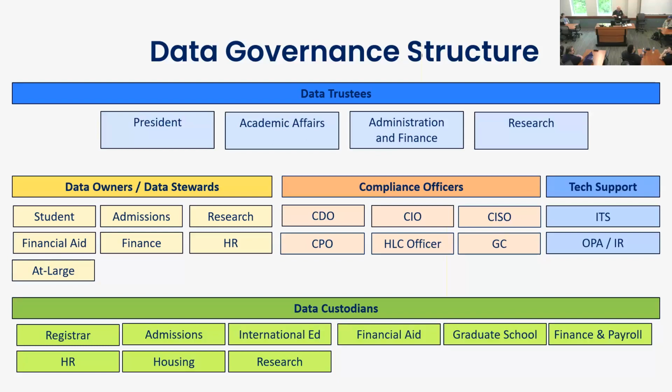You have compliance officers. Gina spoke on that a little bit yesterday. We have our chief data officer, our CIO, our chief information security officer, our chief privacy officer. We have an associate vice president that's in charge of our Higher Learning Commission and enrollment management area on there. We have a representative from our general counsel's office. All of those guys, the data owners, data stewards, and the compliance officers really are the voting members.